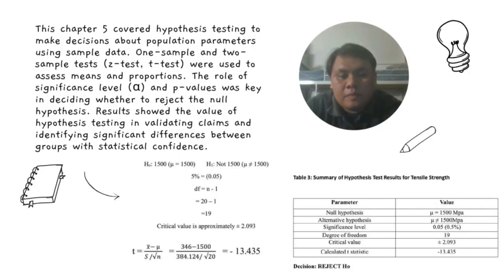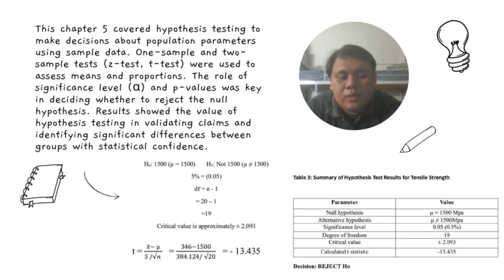It also shows us how sample size and variability affect our level of confidence in the result. Moving on to chapter 5, we apply hypothesis testing to determine if sample data could support or reject a claim about a population parameter. We use a one sample t-test, and in our example, we test whether the mean tensile stress was equal to 1500 megapascal using a significance level of 0.05 and 19 degrees of freedom.